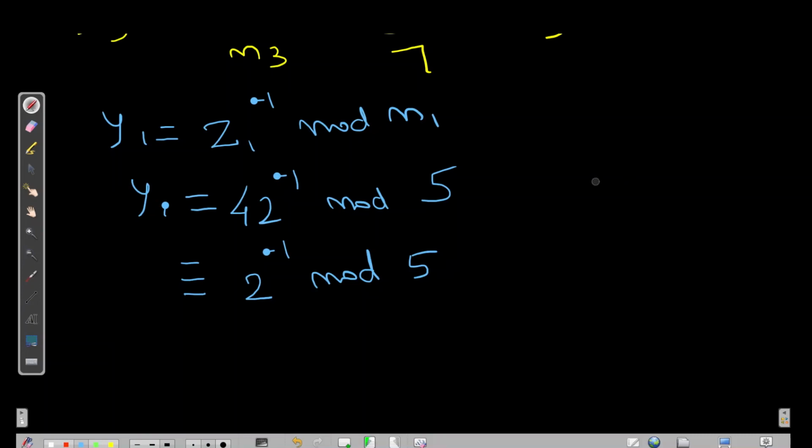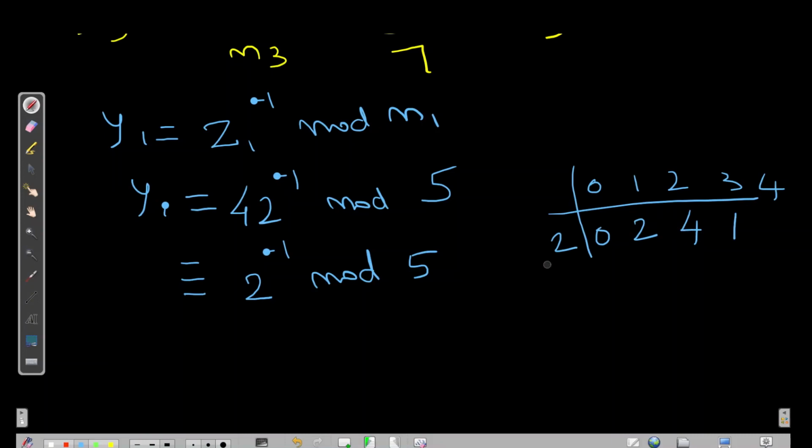So in mod 5, I'm going to take 0, 1, 2, 3, 4, that is 0 to 4. I'm going to find only for 2. Let us find where I got 1. 2 into 0 is 0. 2 into 1 is 2. 2 twos are 4. 2 threes are 6. 6 exceeds 5. What is 6 mod 5? 1. 2 fours are 8. 8 mod 5 is 3.